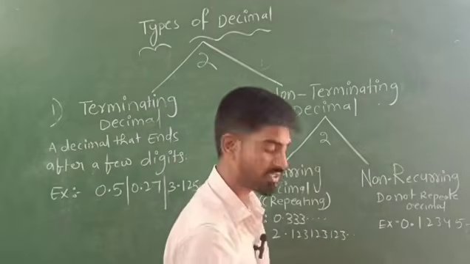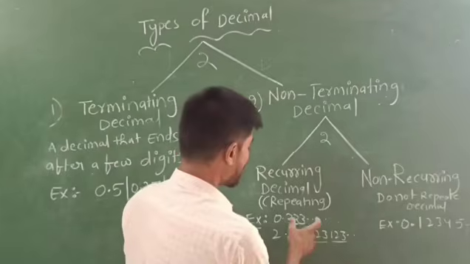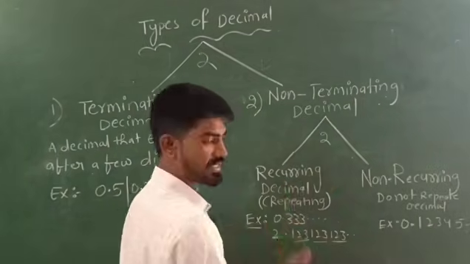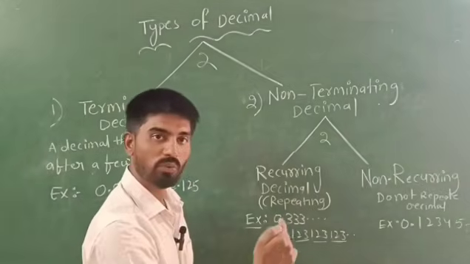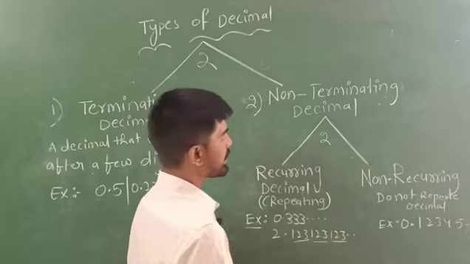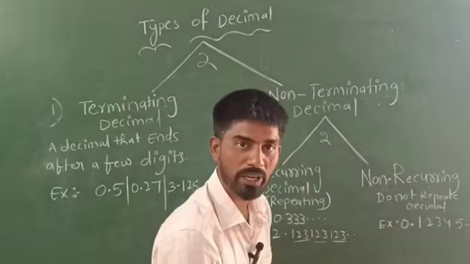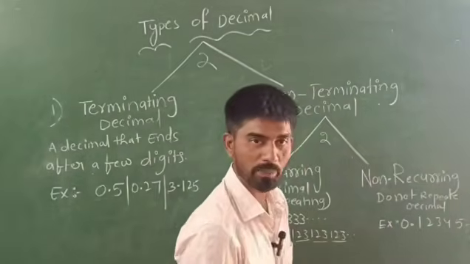Another pattern, 2.123123, it is going on continuously. Here some pattern is going on, a repeated pattern is going on. These decimals are called non-terminating recurring decimals. Non-terminating recurring decimals repeat in one digit or some pattern. The second one is non-terminating non-recurring. Non-terminating non-recurring decimal means the digits do not repeat.